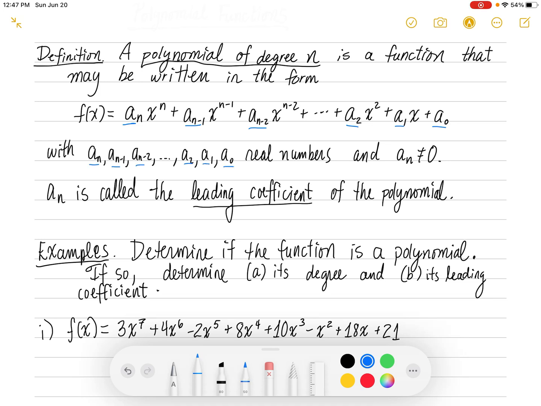They have to be real numbers, anything that can be represented in decimal format. So they could be whole numbers, negative numbers, fractions, decimals, anything representable in decimal format. And what's really key here is this first a_n, the one in the front, which I'm underlining in red and circling in red. That cannot be 0. This particular one is called the leading coefficient.